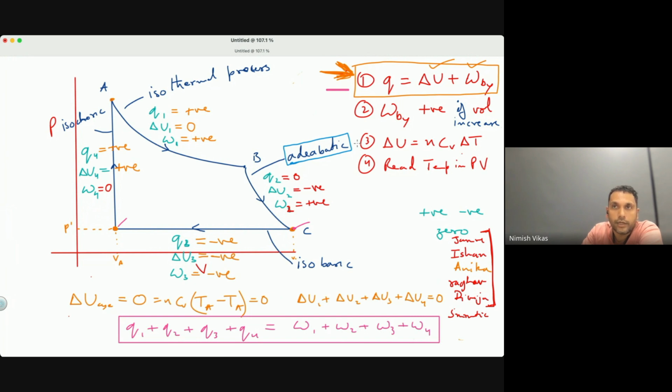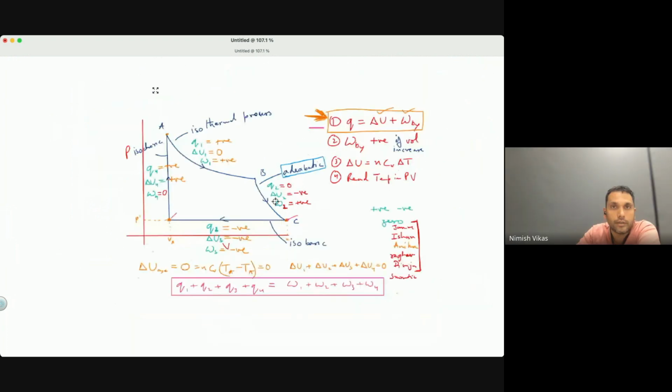Q1 is equal to delta U1 plus W1. Q2 is equal to delta U2 plus W2. And like that, 4 times you write, and then you add it up. This addition of the delta U's will become 0 because total internal energy change is 0, and you'll end up with this. Is that clear, guys?